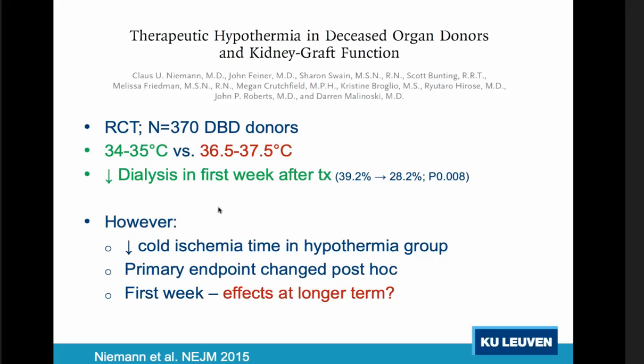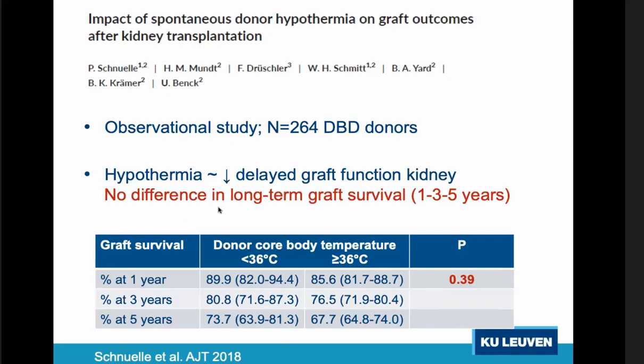There was some baseline imbalance between the groups, and the primary endpoint of the study has been changed post hoc, and it's unclear when that happened. But maybe more importantly also, as said, the beneficial impact was only described for the first week, and we do not know if this apparent benefit extends to the long term. And in this context, an observational study, admittedly a lower level of evidence than an RCT, has also associated hypothermia in the donor with decreased and delayed graft function of the kidney. But in this observational study, there was no association with an improved long-term graft survival.